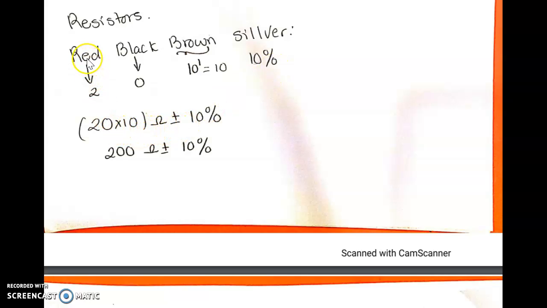I copy the first digit, I just copy down. The second digit, I just copy down. And then I have the multiplier. 10 to the power of 1 is just 10, so it's 20 times 10 ohms plus minus 10%, or it's just 200 ohms plus minus 10%.